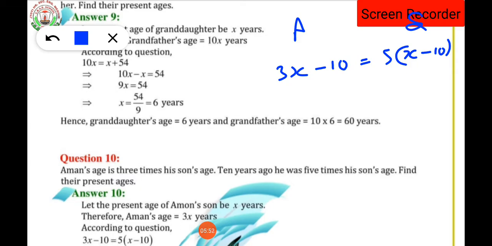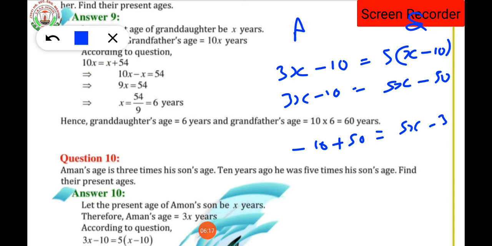Now solve the equation. 3x minus 10 equals 5 times (x minus 10), which will be multiplied inside, so 5 into x will be 5x and 5 into 10 will be 50. Okay, now after solving we can easily solve this equation, isn't it? So minus 10 is present over here, then transposing this will become plus 50 equals 5x minus 3x.